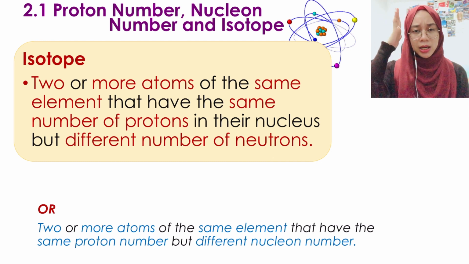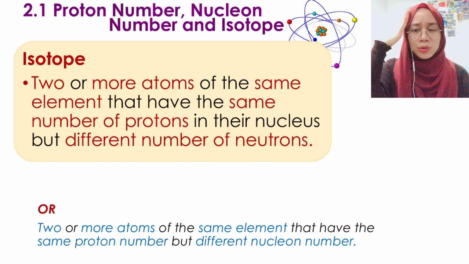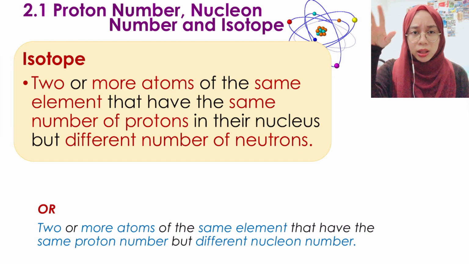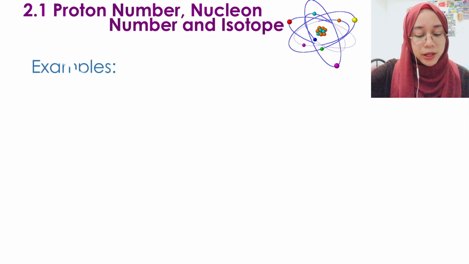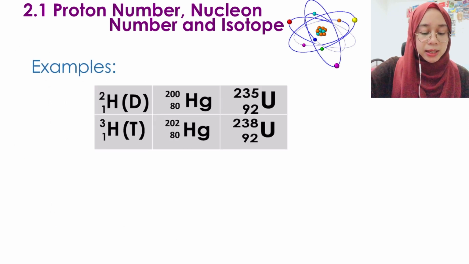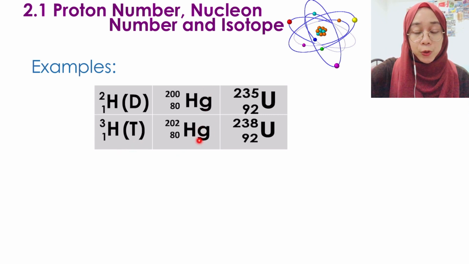Maybe some still don't understand. How is this, Miss? What does same element, same proton but different neutron mean? Okay, let's look at examples. These are some of the examples. Miss will ignore the hydrogen first. Let's look at mercury here. Hg is mercury. As you can see, for both mercury, the proton number is 80. But if you look at the nucleon number, the top one is 200, but the bottom one is 202. Therefore these two mercury are said to be isotopes.